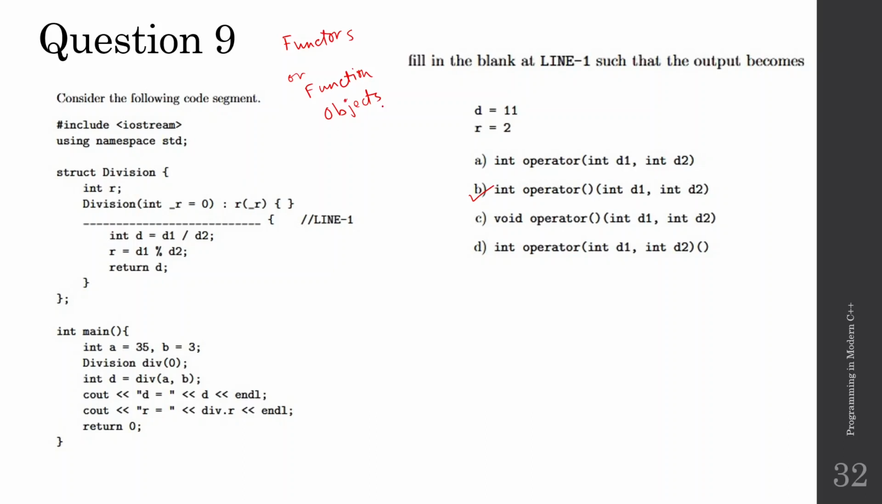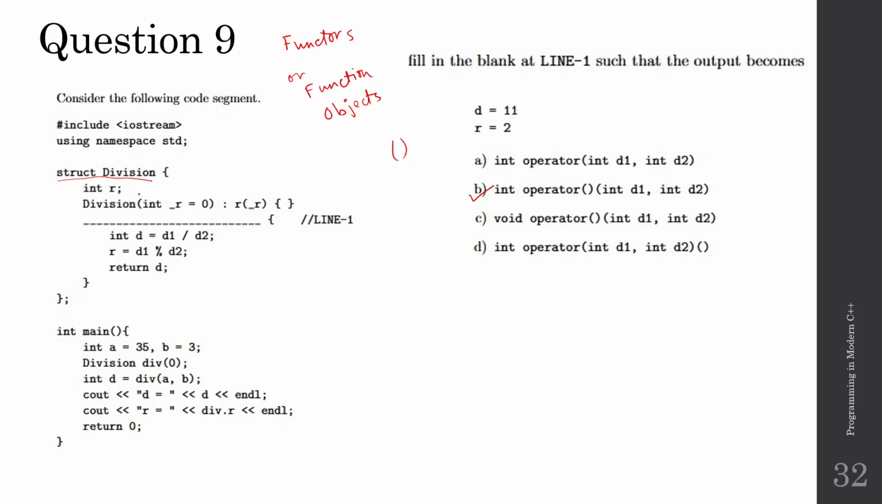Functors or function objects are anything that override the call operator. So they can be called as functions. I mean, they can be used as functions. So here we have a struct called division. A struct can be used as a class also. The difference is that in a class everything is by default private, whereas in a struct everything is by default public.